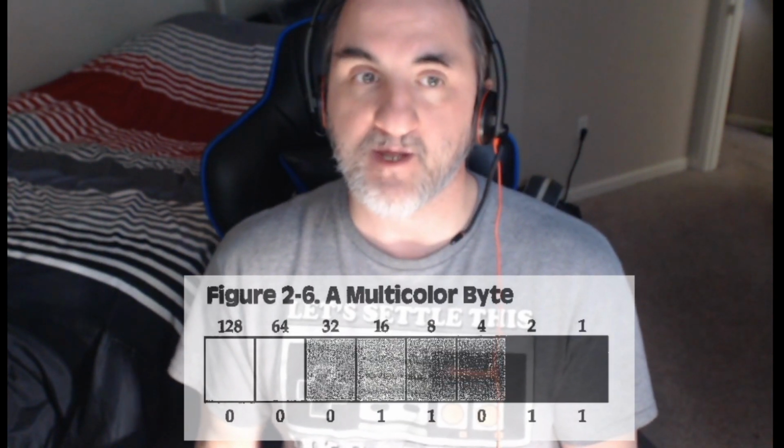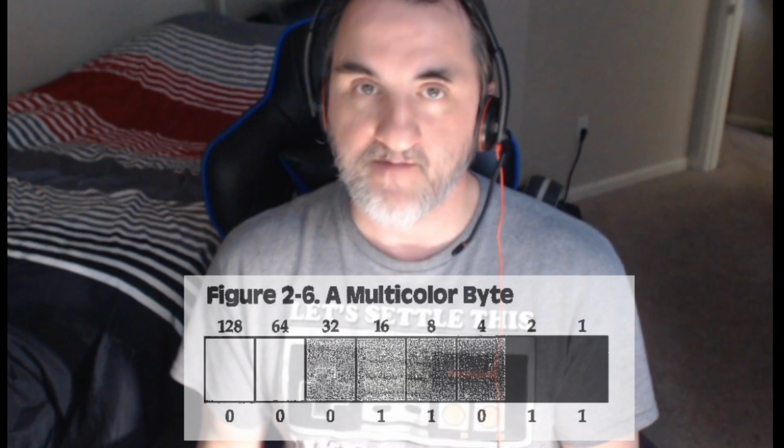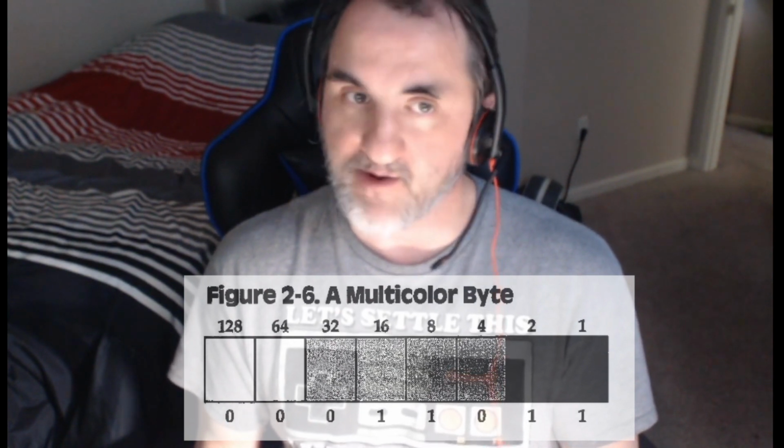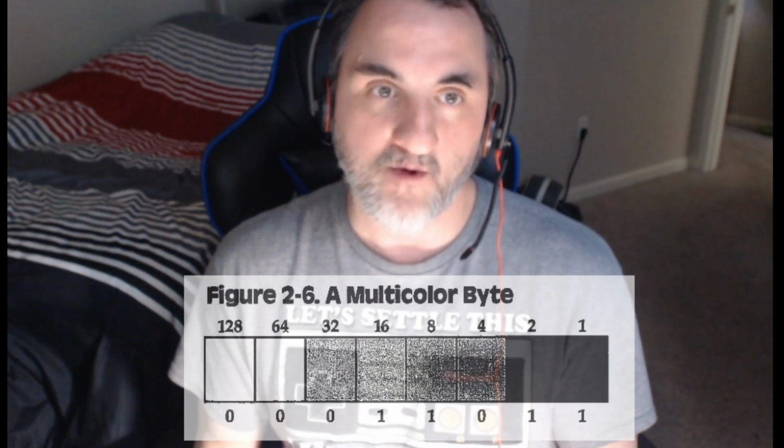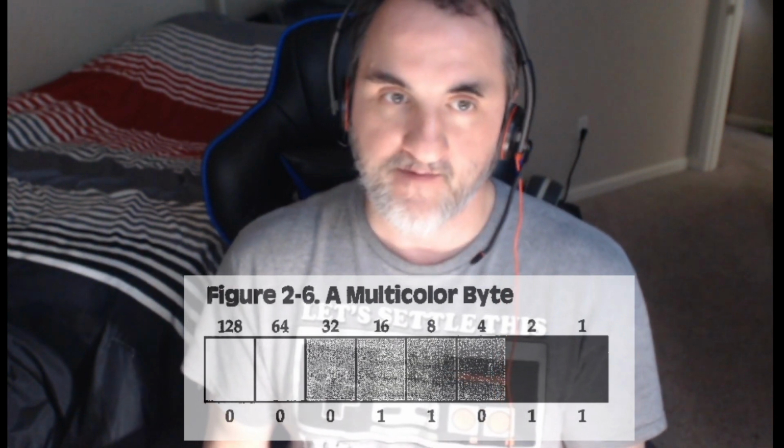So as you see here, we've got the 00, that's the background color. We have the 01, that's the first auxiliary color. We have the 10, that's the second auxiliary color. We have the 11, that's the foreground color.